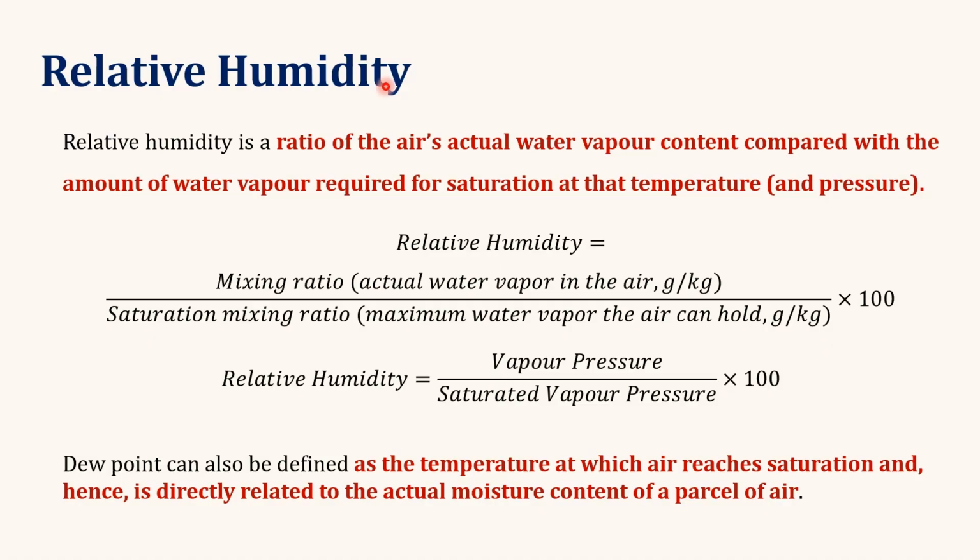Most of the numericals on relative humidity are based on this formula and this concept. Let us have a quick revision. Relative humidity is the ratio of the air's actual water vapor content compared with the amount of water vapor required for saturation at that temperature. So we can calculate the relative humidity as mixing ratio divided by saturation mixing ratio into 100, or it can be written as vapor pressure divided by saturated vapor pressure into 100. So relative humidity is always given in percentage.